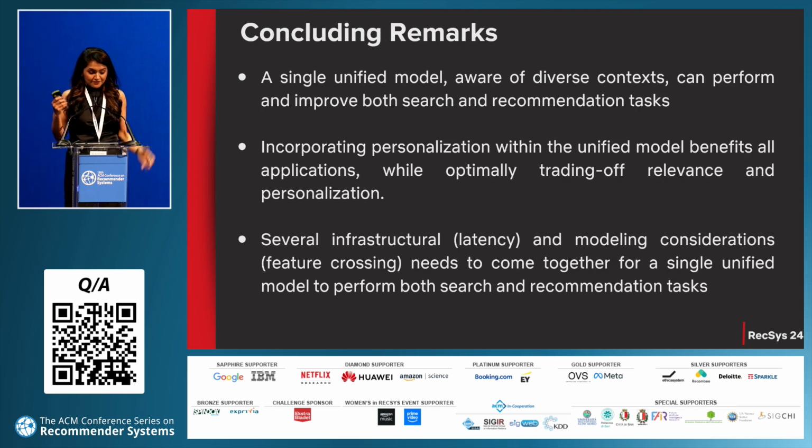All right, I just had 10 minutes, so concluding remarks. We see that a single unified model aware of diverse contexts can indeed perform equally and improve both search and recommendation tasks. Incorporating personalization within the unified model benefits applications while optimizing the trade-off between relevance and personalization. And several infrastructural considerations such as latency and modeling considerations such as feature crossing, et cetera, had to come together for us to be able to build this one unified model that can serve both search and recommendation.